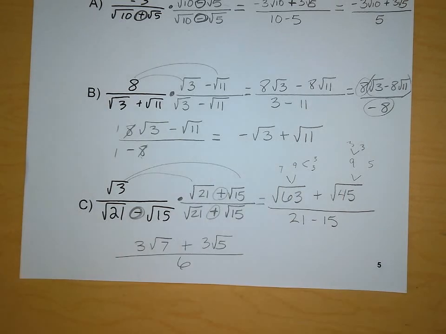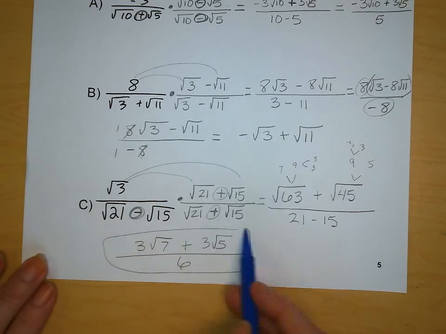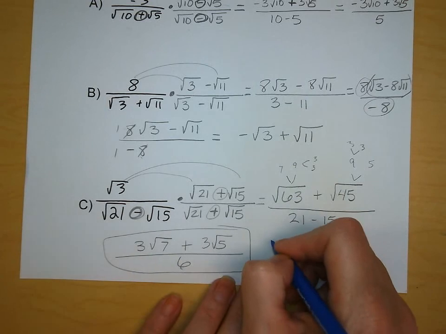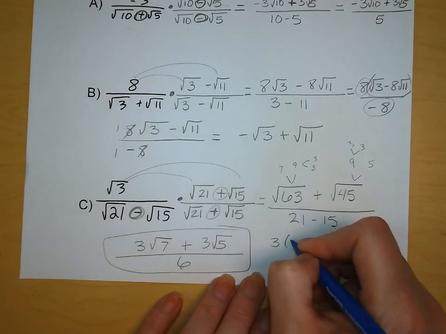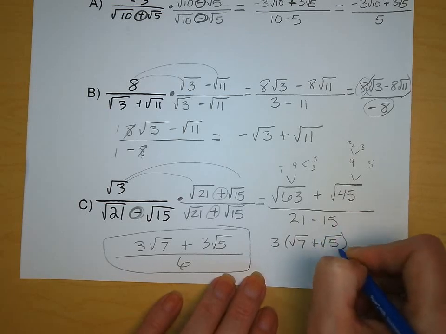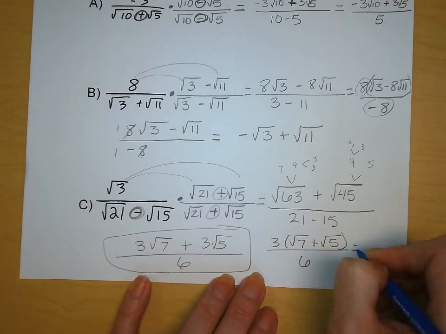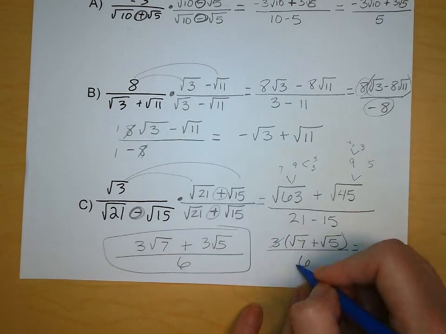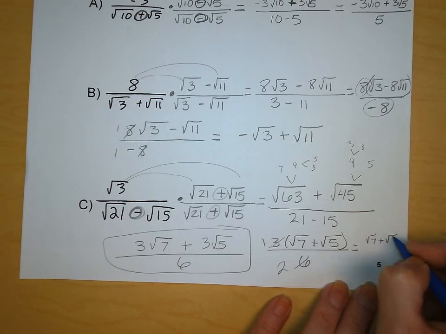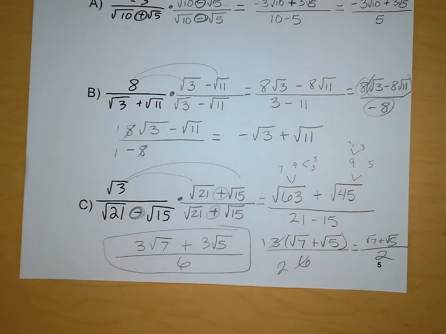Are we as simple as we can go, though? Can we factor something out of that? Do you want them to go that far? Yes. Okay. So we can factor out a 3 from both of those terms in the numerator. And we've got a 6 in the bottom. When we reduce that, it's going to be the square root of 7 plus the square root of 5 over 2. Now we are simplified.